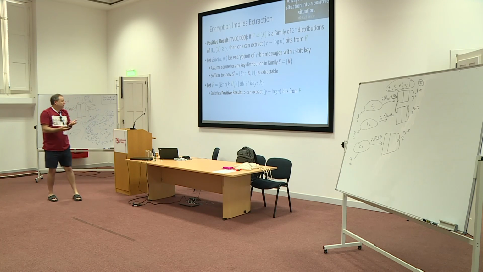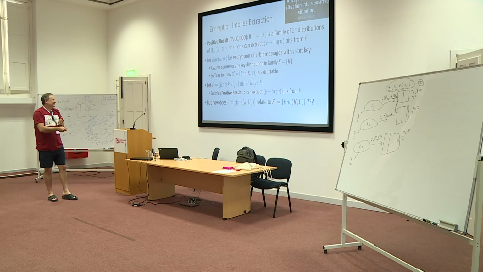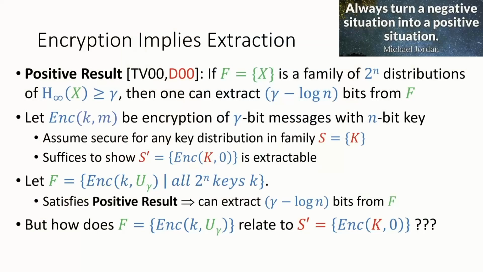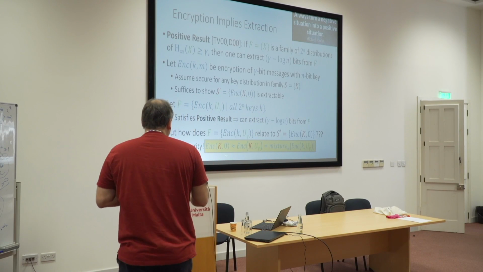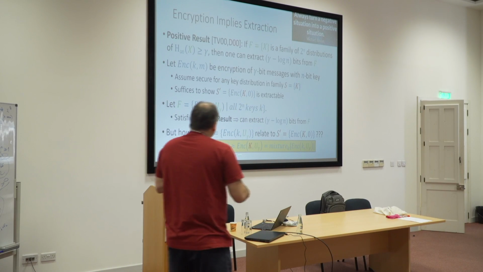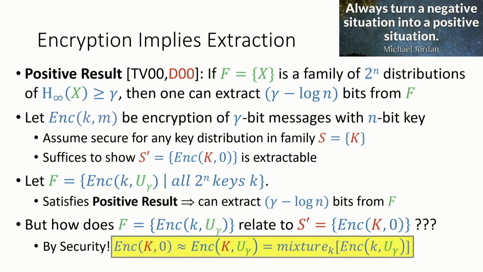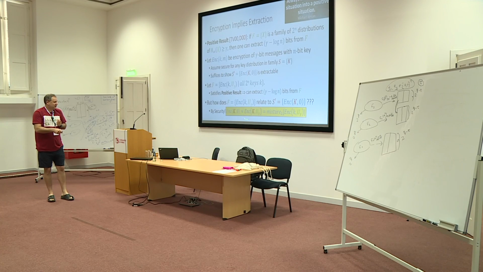Okay. Of course, the elephant in the room is, well, we want to extract from this, and we know how to extract from this. But we haven't used the security of encryption. So somewhere we have to use the security of encryption, and I claim that this follows from the security of encryption. Namely, security of encryption says that encryption of a fixed message 0 under any distribution capital K from my family should look indistinguishable from encryption of a uniform message, right? That's what security of encryption tells me with some whatever small loss.